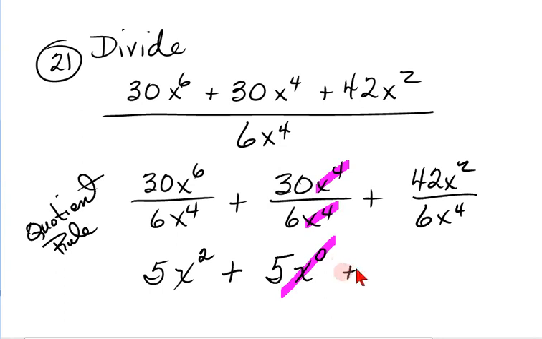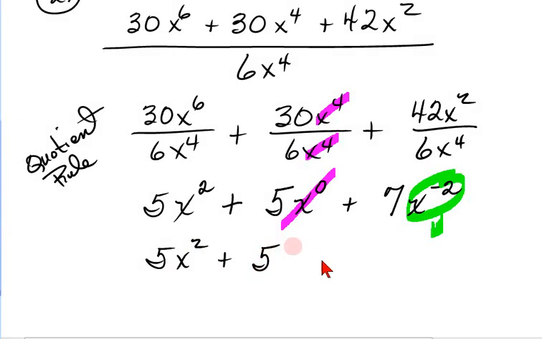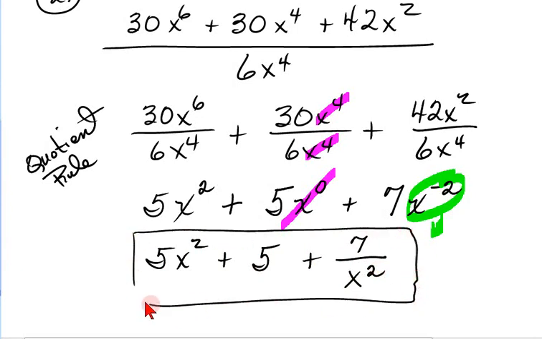All right, plus 42 divided by 6 is 7. And if I subtract, do y'all agree that I get x to the negative 2? Yep. So I'm going to move that to the denominator. That gives me 5x squared plus 5 plus 7 over x squared. Done. None of those are like terms.